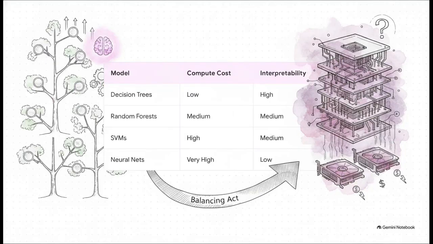Now, what's really interesting about this slide is the architectural trade-off you have to manage. Whether your team is using decision trees, random forests, support vector machines, or massive neural networks, picking a model requires balancing your infrastructure compute costs with interpretability. A neural network might be highly accurate, sure, but it is going to absolutely chew through your GPU budget, and it is notoriously hard for humans to interpret when something inevitably goes wrong.